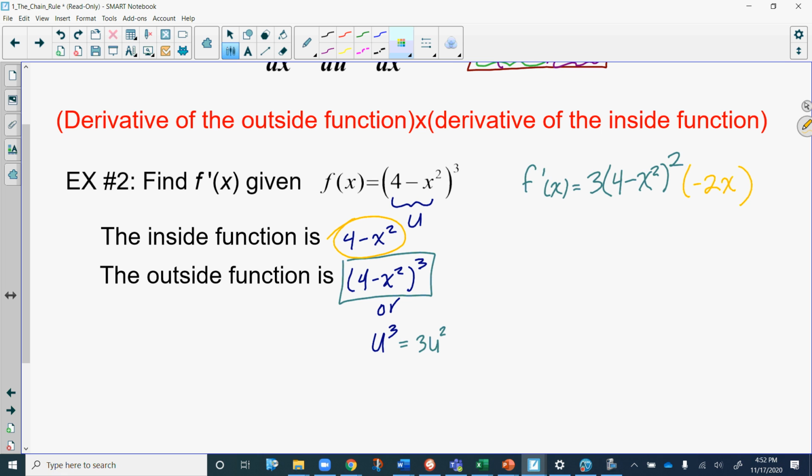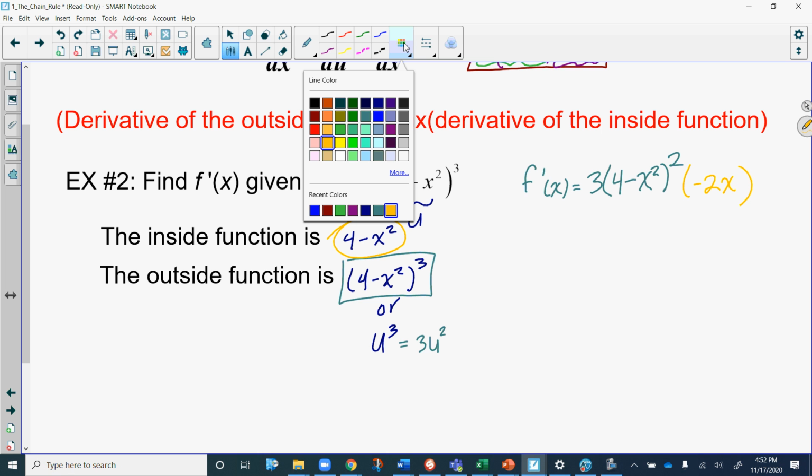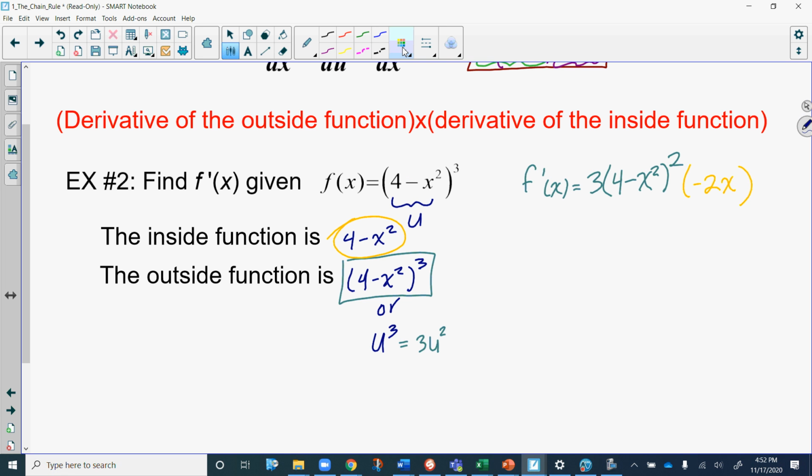So anything that's not inside the parentheses, we're going to go ahead and multiply those together the way that we would normally do. So let's just kind of go back to finishing this. All right, so this 3 and the negative 2x, they can get multiplied together, and it would be negative 6x times 4 minus x squared, quantity squared.